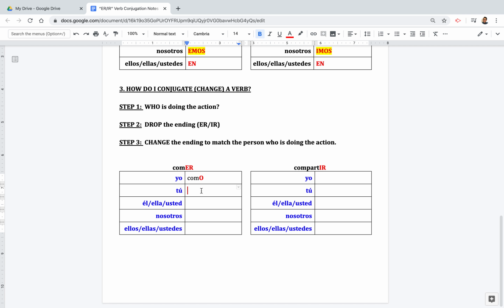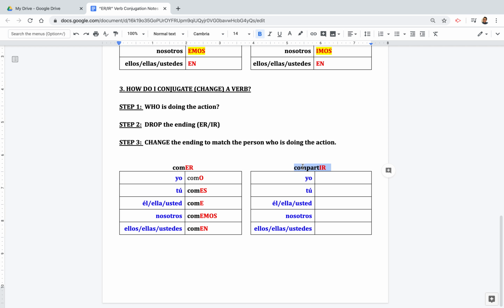And we are going to do the very same thing for the rest of the subject pronouns or persons. And we end up with tú comes, él, ella, usted come, nosotros comemos, ellos, ellas, ustedes comen. Excelente. Let's move on to our second example.